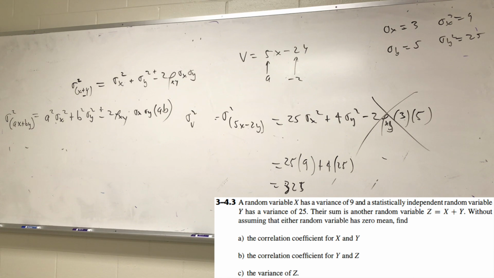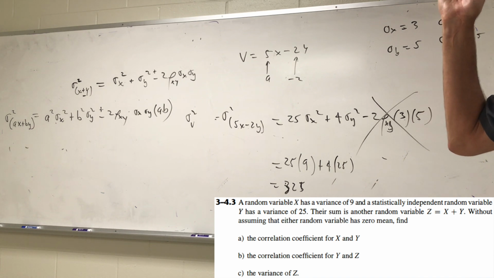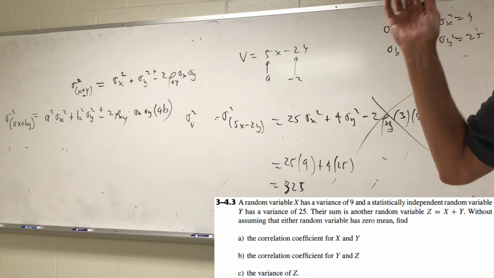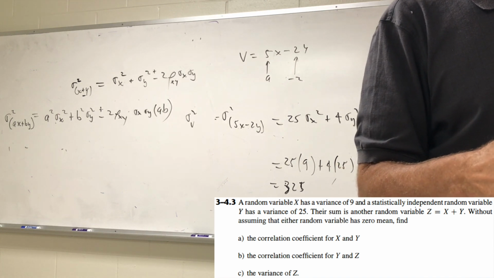3-4.3. Random variable x has a variance of 9, and a statistically independent random variable y has a variance of 25. If they are statistically independent, rho xy is 0. Their sum is another random variable z equals x plus y, without assuming that either random variable has 0 mean. They want the variance, and the correlation coefficient of x and y. It's statistically independent, so it's 0.